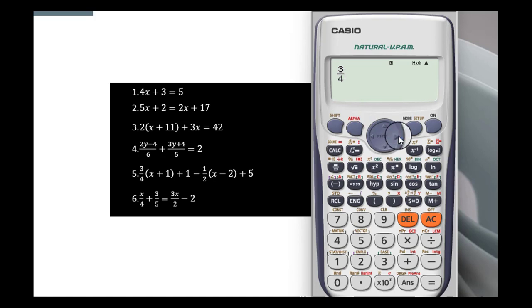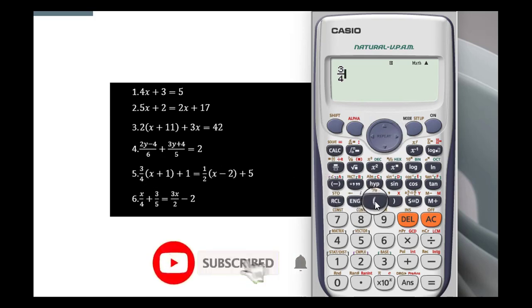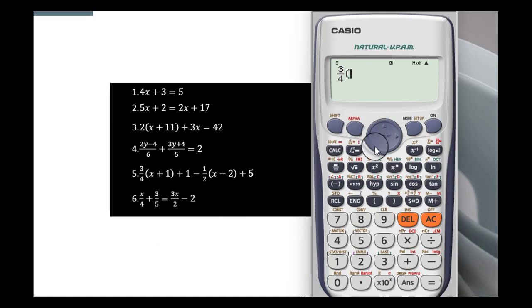Scroll forward and then open our brackets. Brackets open. We have x here, so you press alpha x key plus 1. Then you close the bracket. Plus 1, as you can see here. Then we need the equal sign. And how do you get it? We press alpha and of course this key up here or down here, and that will give us the equal sign.